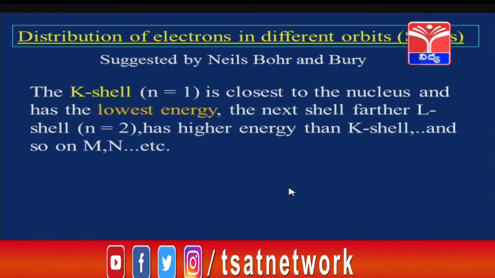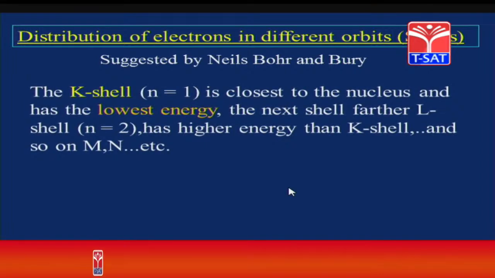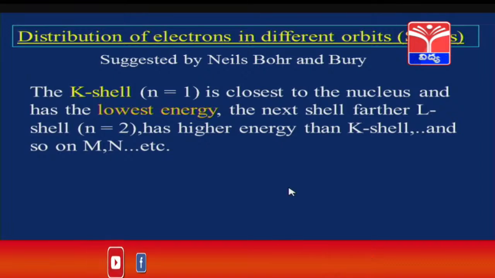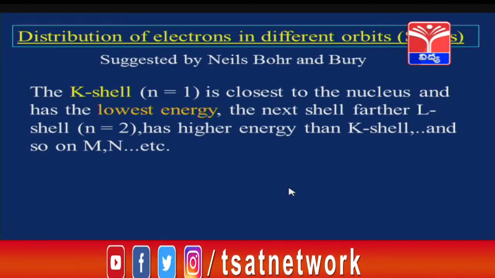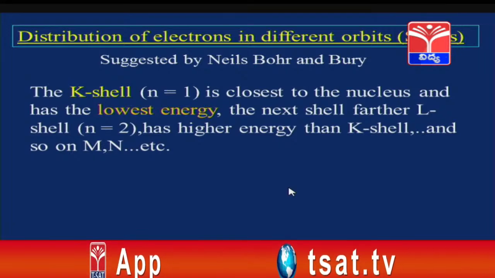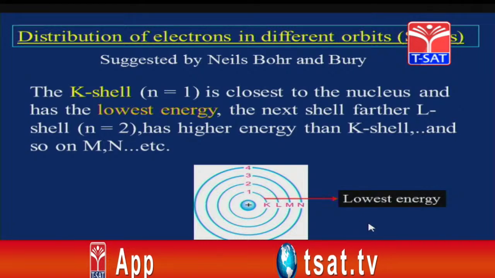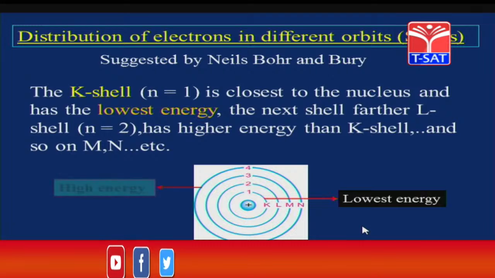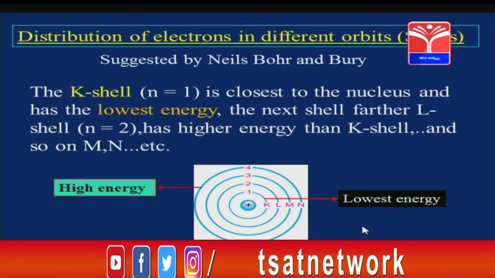The K shell, that is the n equal to 1 shell, is closest to the nucleus and has the lowest energy. The next shell, the L shell, n equal to 2, has higher energy than the K shell, and so on: M shell, N shell, etc. Moving far away from the nucleus, the energy of the shells increases gradually. The first shell, the K shell, is the lowest energy shell and the outermost shell has the highest energy.